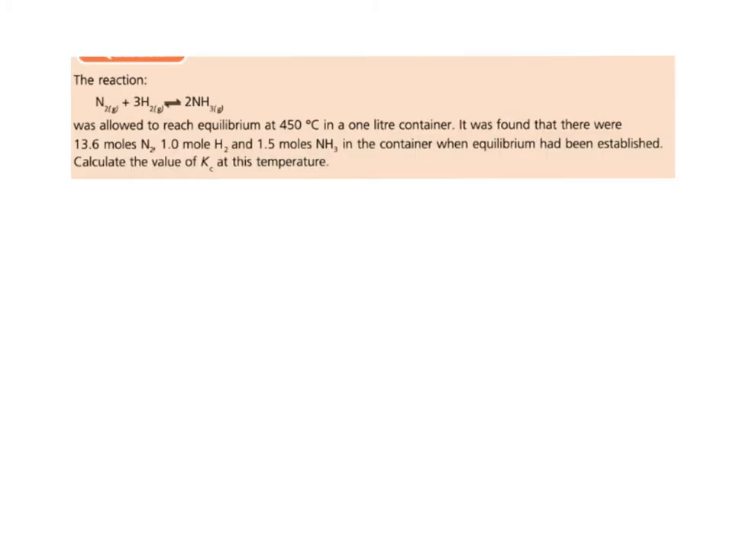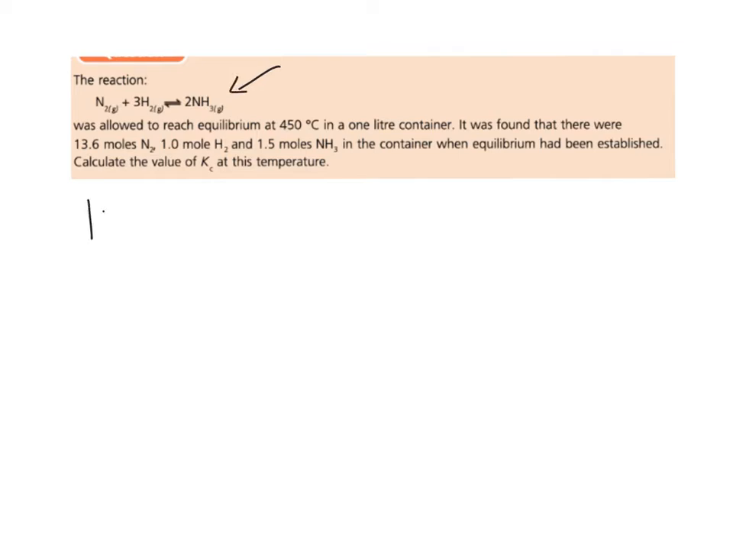Our first calculation reads as follows. The reaction N2 plus 3H2 to give me 2NH3 was allowed to reach equilibrium at 450 degrees in a 1 litre container. It was found that there was 13.6 moles of nitrogen, 1 mole of hydrogen and 1.5 moles of ammonia in the container when the equilibrium had been established. We want to calculate the value of Kc. So we should hopefully recognise this reaction, guys, as our reaction for the Haber process.